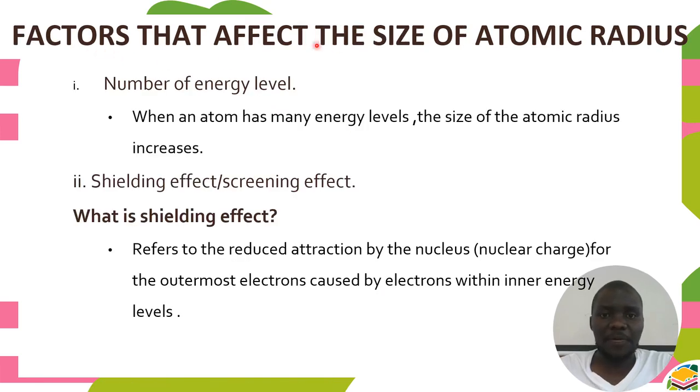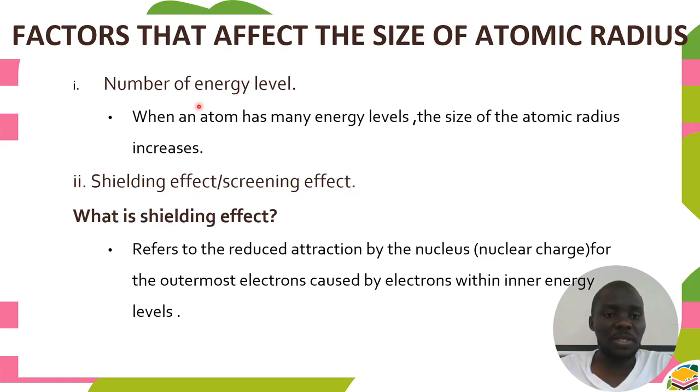So, factors that affect the size of an atomic radius. Here we need to understand one another, because when we are talking about trends, we will be looking at how different elements have different atomic radii. So we'll be discussing much on the factors which affect the size of an atom, why atoms have different atomic radii. So the first one is the number of energy levels, and the second one is the shielding or screening effect.